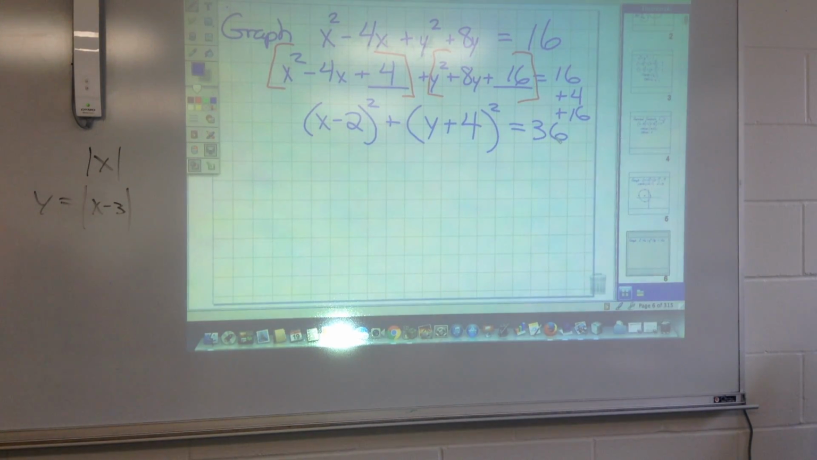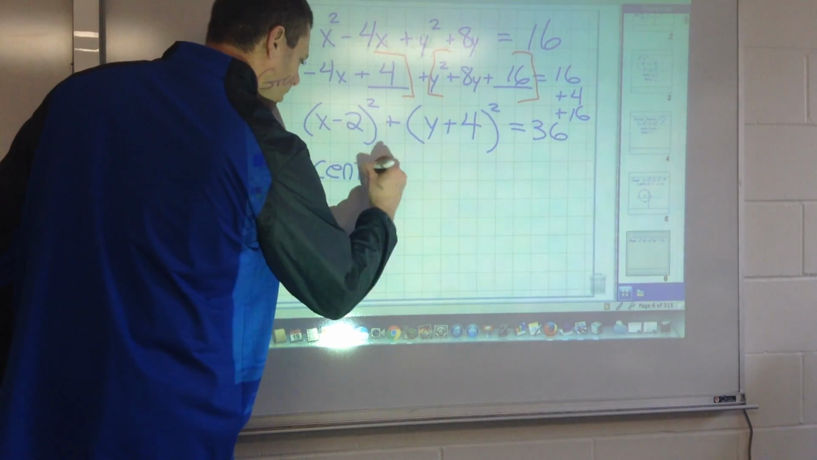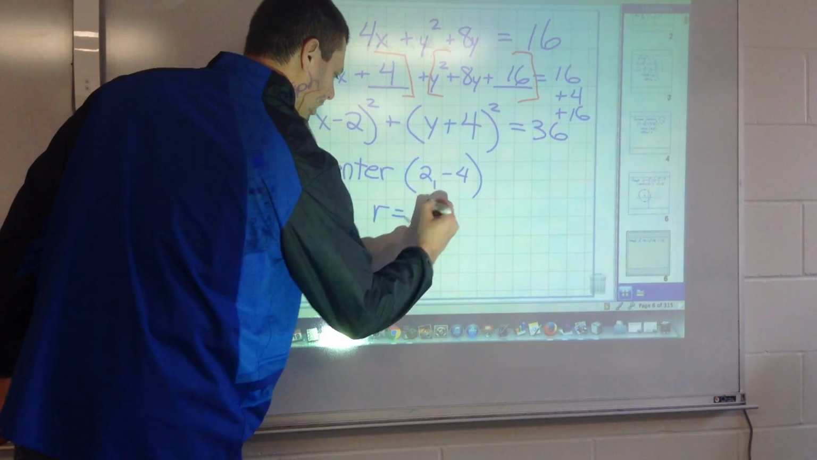Does that look like a circle you'd be much more willing and able to graph? Where's the center? 2, negative 4. And what's my radius? 6. Good job. I'm not going to graph it. You guys can draw circles. Center would be at 2, negative 4, my radius would be 6.